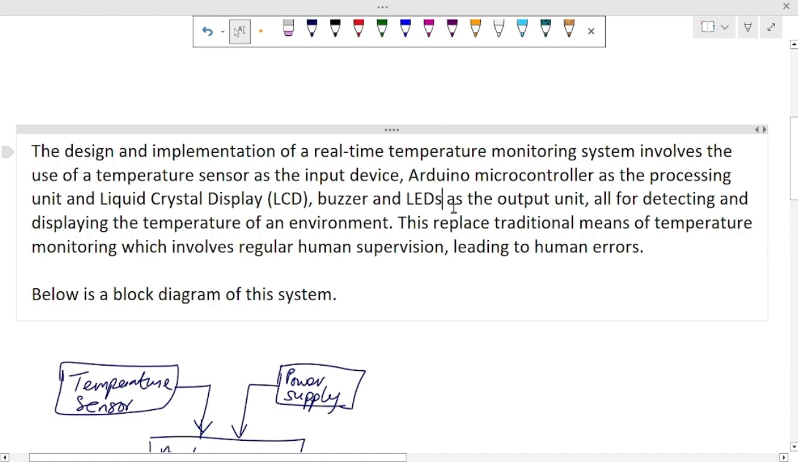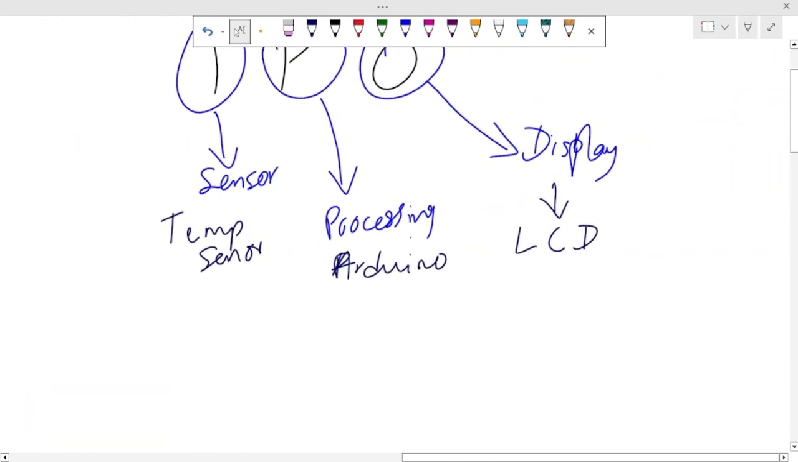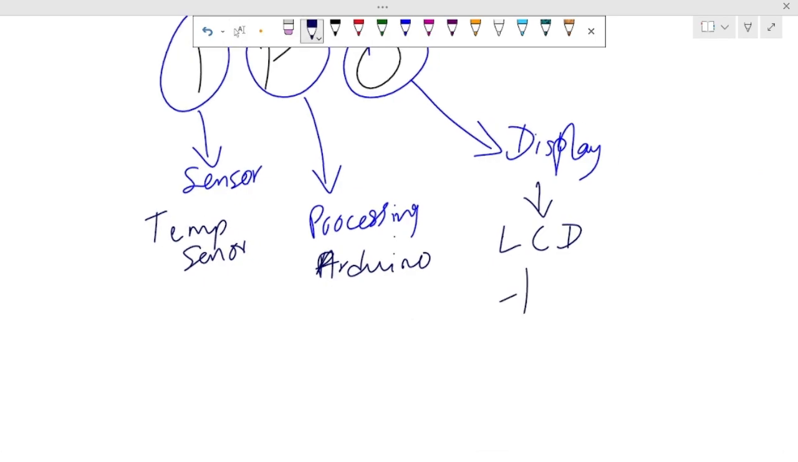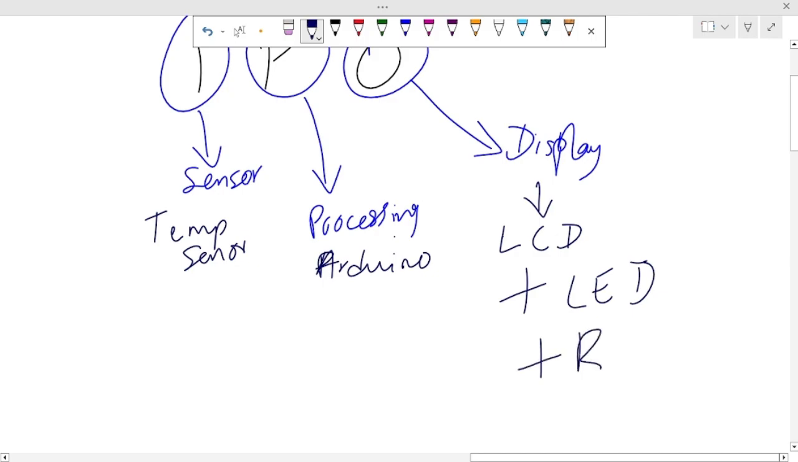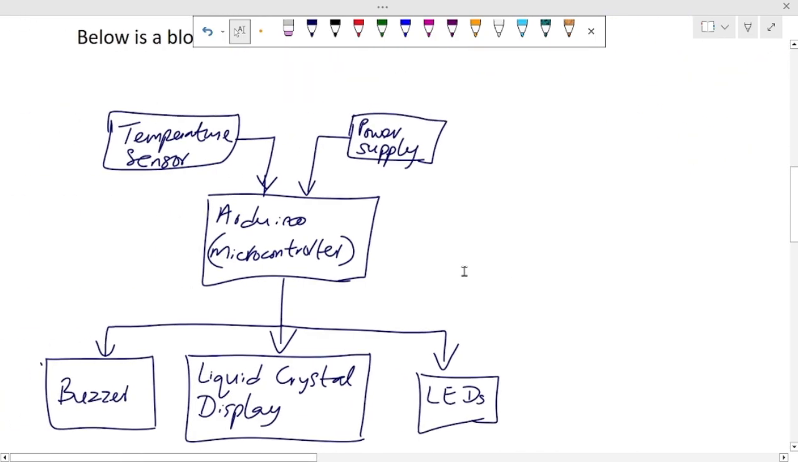So the buzzer and LEDs are output units. So we have the LCD, buzzer, and LEDs as output. Let me add that here. So we also have the LED plus the buzzer. All right.